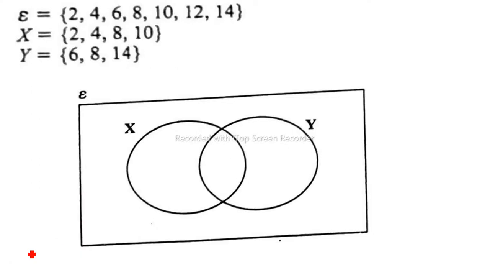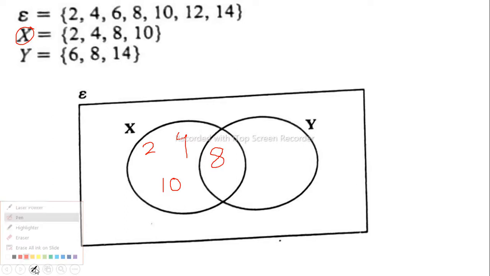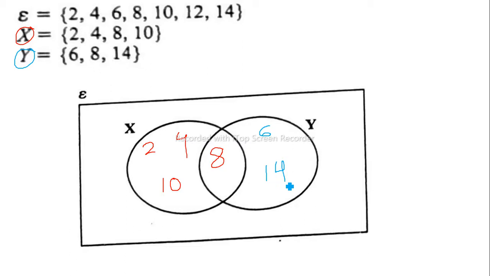Mr. Matthew, I have a question. Go ahead. Like how 12 isn't in either, none of them are going outside? Yes, that goes on the outside. Very good. So let's first deal with X, right? So X is going to have 2, 4, and 10, and 8 in the middle. Y is going to have 6, 8, and 14. Just 6 and 14 because 8 is there.